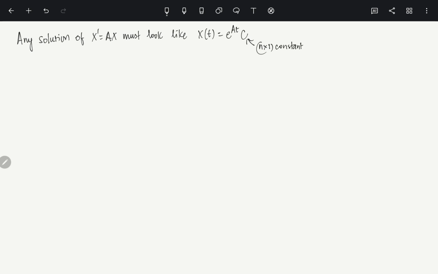Now you see, what we can do is manipulate this thing a little bit. We will see how we can find n linearly independent vectors. So therefore observe e to the power At. If we can find e to the power At, we are done, right?